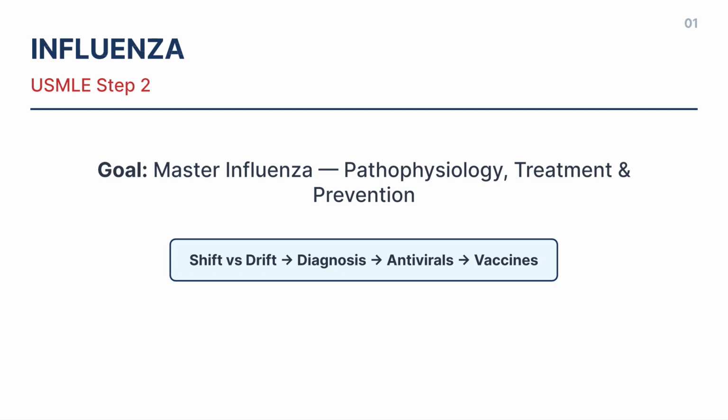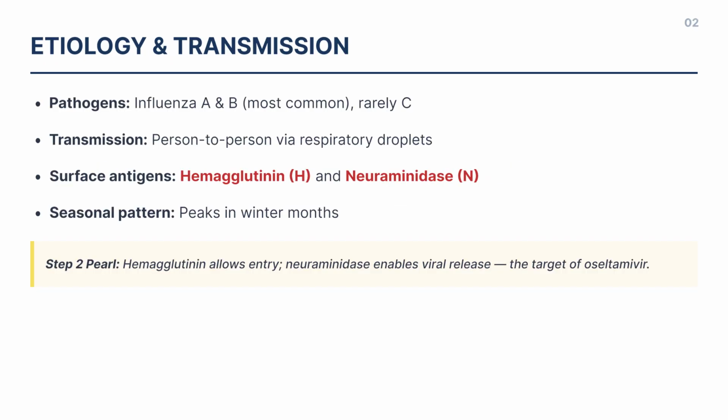Let's get started. Influenza is caused by influenza viruses, with types A and B being the most clinically important. Type C causes only mild illness. Transmission is person to person via respiratory droplets, which is why outbreaks spread rapidly in schools, nursing homes, and hospitals.